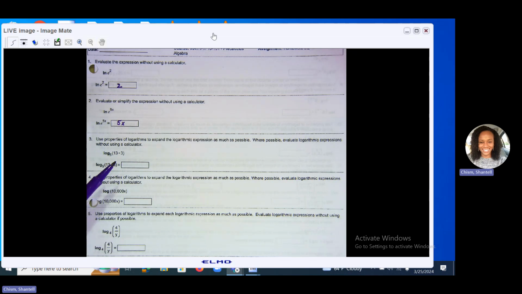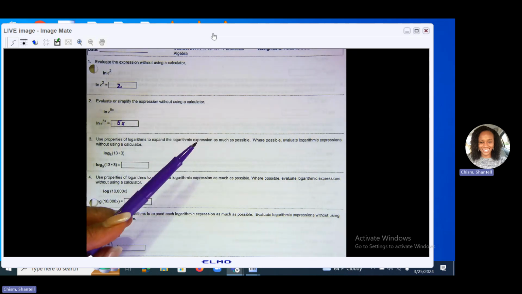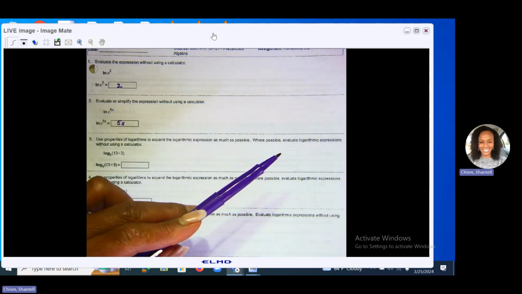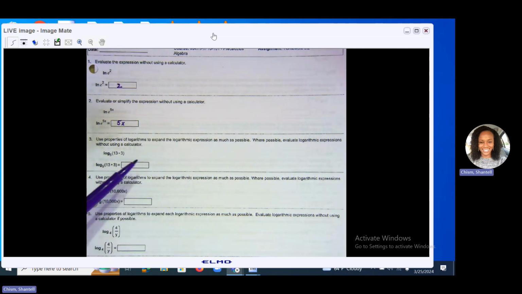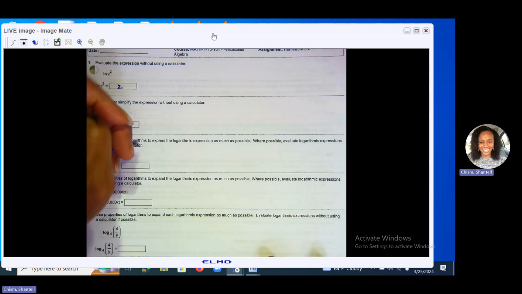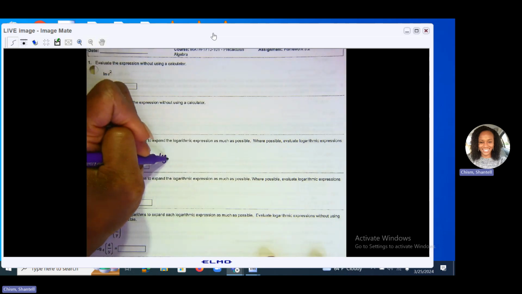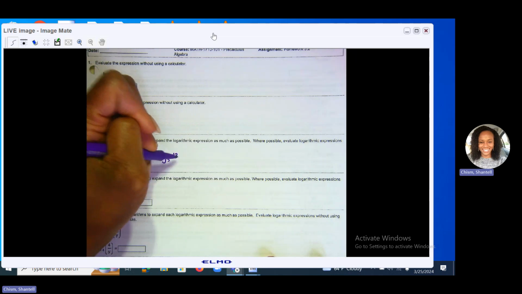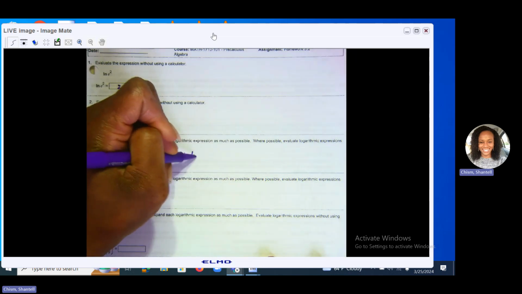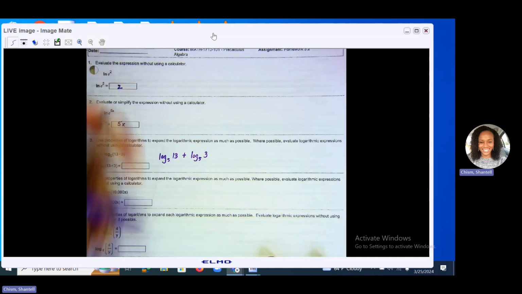So to expand it out, and then it says, where possible, evaluate the logarithmic expressions without using a calculator. So in other words, where possible, if you can simplify it and get a whole number, you want to go ahead and do that. First thing we'll do is expand it out. So this becomes log base 5 of 13 plus log base 5 of 3.